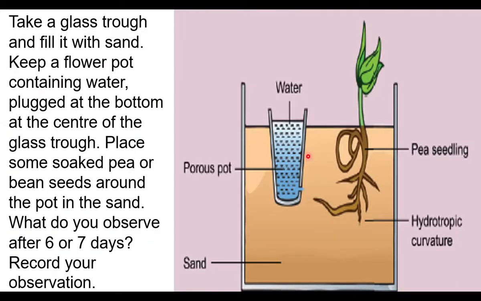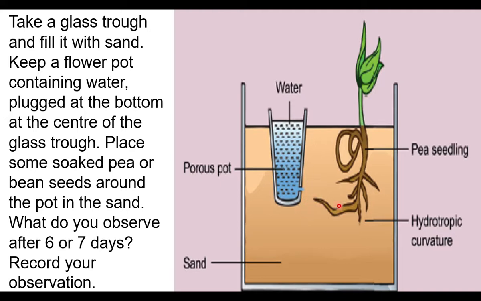Let us see one experiment to understand hydrotropism. Take a glass trough. What is filled inside? Sand is filled inside the glass trough. A flower pot is filled with water and kept inside the sand. It is a porous pot. It has holes, so water leaks out and makes the surrounding wet.